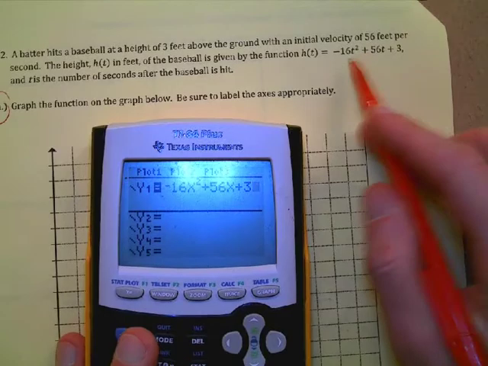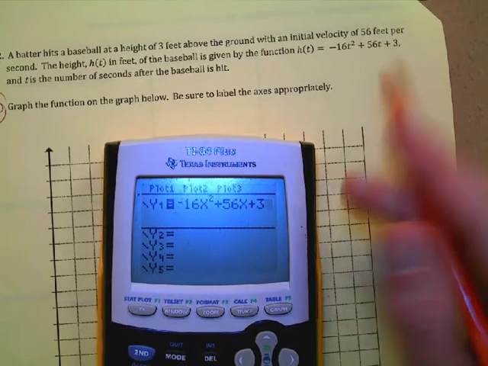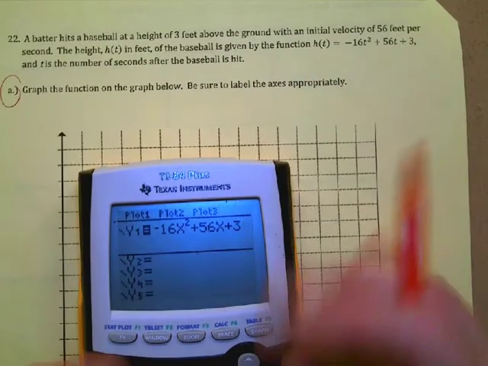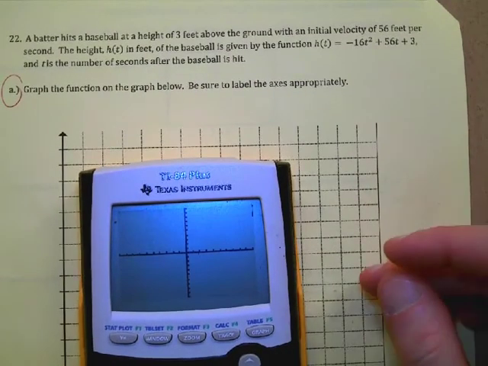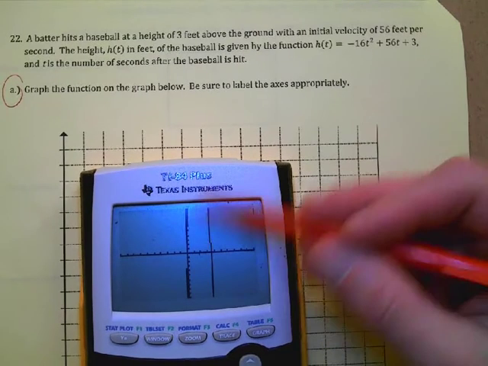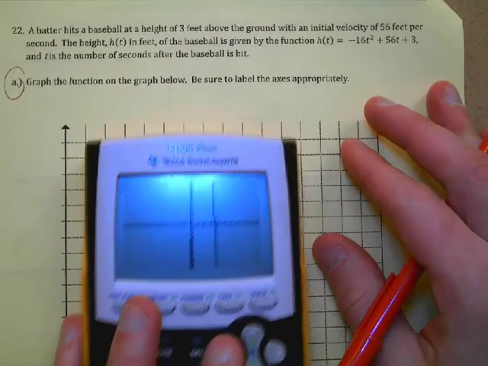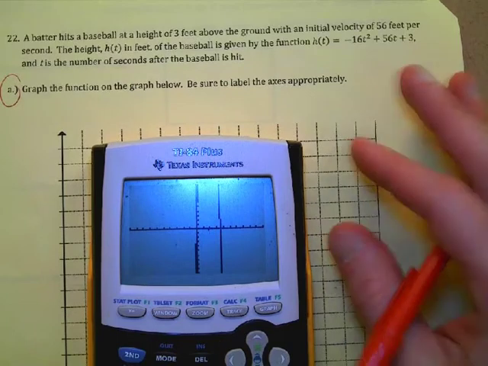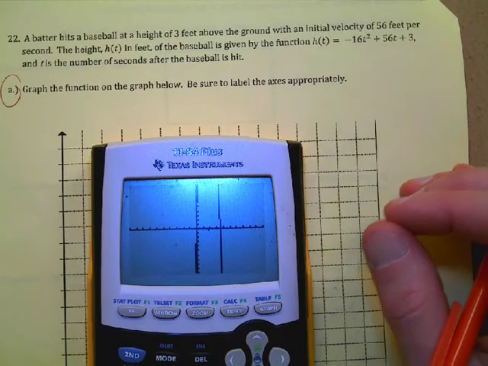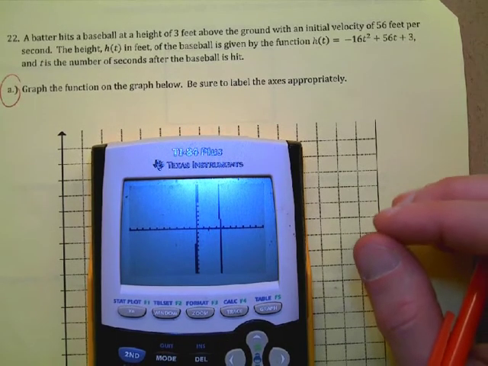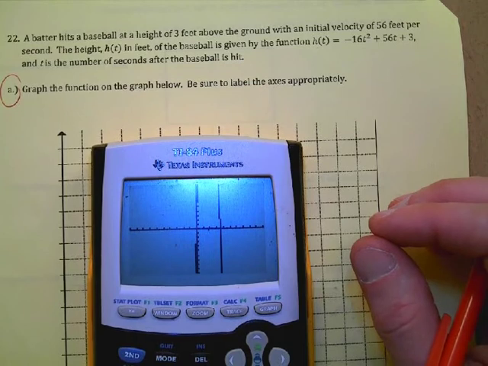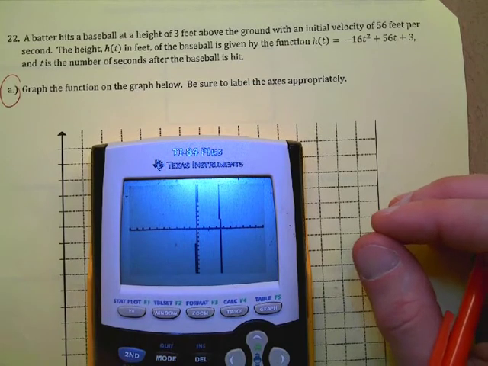Okay, so we're going to graph this thing on our grid, but we're going to use our graphing calculator to help us, of course. So negative 16x squared plus 56x plus 3. Don't use t's, even though I know they use t's. You have to use x's in your graphing calculator here for this one. Okay, so we graph it. And oh man, it does not fit. So we need to be able to adjust our window here.